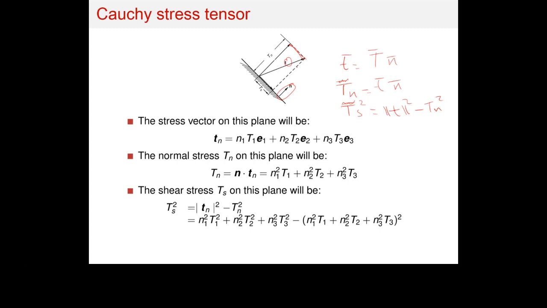And then the shear component can be found through Pythagoras, so this length is the square root of the square of this length minus the square of this one. So the square of this one is equal to the square of this one minus the square of this one. And then we are going to solve some examples.